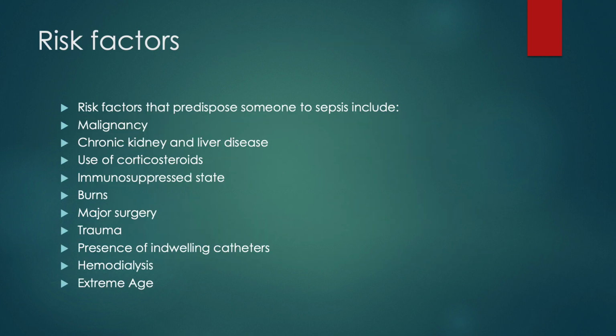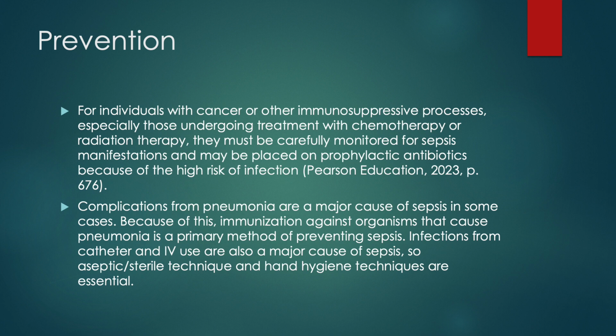Risk factors. Risk factors that predispose someone to sepsis include malignancy, chronic kidney and liver disease, use of corticosteroids, immunosuppressed state, burns, major surgery, trauma, presence of indwelling catheters, hemodialysis, and extreme age. Prevention. For individuals with cancer or other immunosuppressive processes, especially those undergoing treatment with chemotherapy or radiation therapy, they must be carefully monitored for sepsis manifestations and may be placed on prophylactic antibiotics because of the high risk of infection.